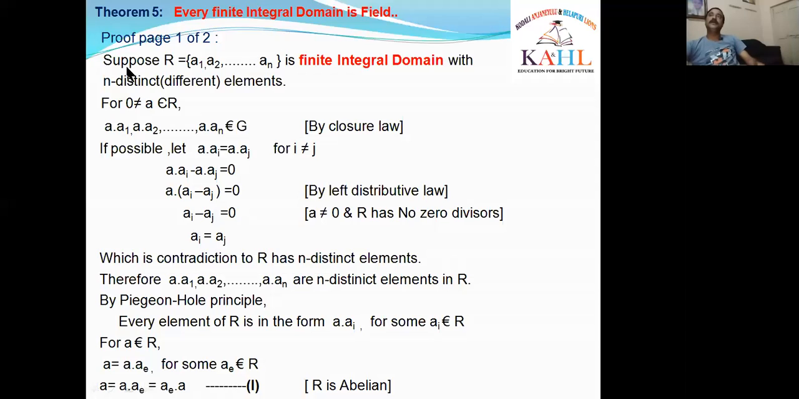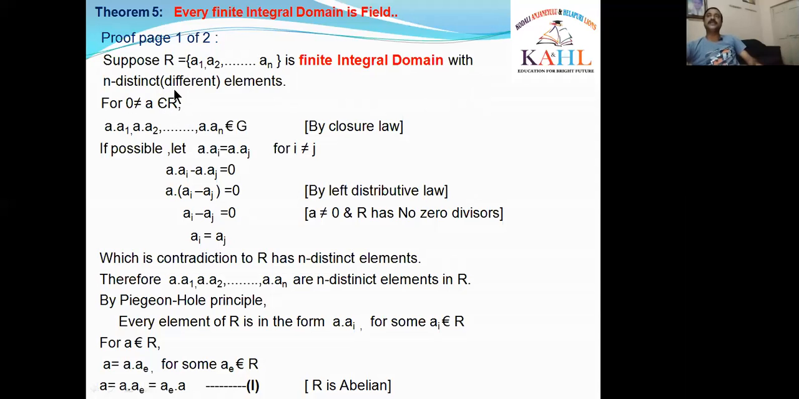Suppose R = {a1, a2, and so on, an} with n distinct elements is a finite integral domain. It is a finite set containing n elements. That means all these are different elements. I am taking a non-zero element a, a is not equal to 0 in R.